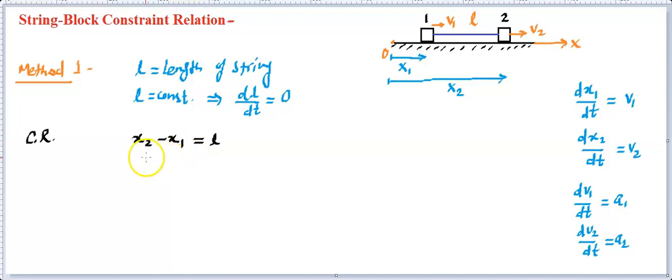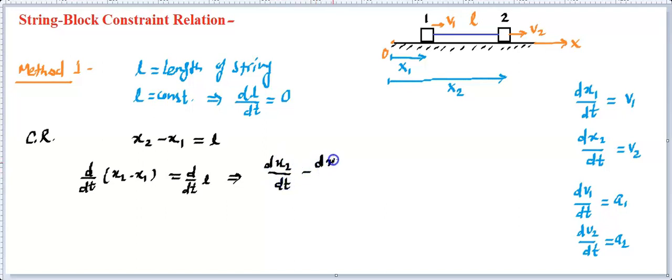Now in case we want to write in terms of velocities, the next step would be differentiating both sides. So you need to apply d upon dt. You are differentiating over time, and it's going to be d upon dt of x2 minus x1 is equal to d upon dt of L. That's how you are going to proceed. Now you know the rules of differentiation. It will go inside, so it becomes dx2 by dt minus dx1 by dt is equal to dL by dt. We have understood this is 0, so place 0.